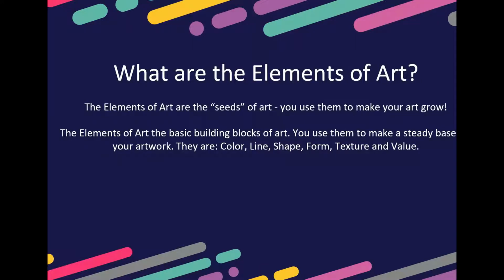So what are art elements? The art elements are like the seeds of your art. You plant the seeds and you help the thing grow. Or if you want to look at it another way, they're like the basic building blocks of art. Kind of like the Legos. You stack them all up and then you have enough of them, you can make a building out of it. We're going to be working today with color and line, but there's also shape, form, texture, and value. Next week, you're going to be doing something that combines color, line, shape, and just a little bit of form. But this week, we're going to focus mostly on color and line.